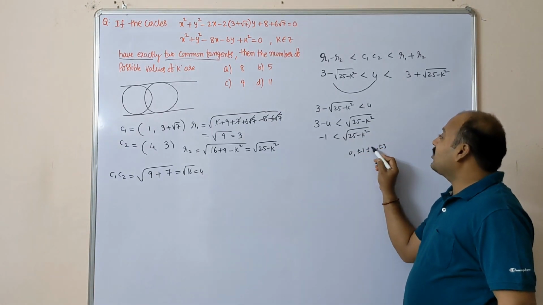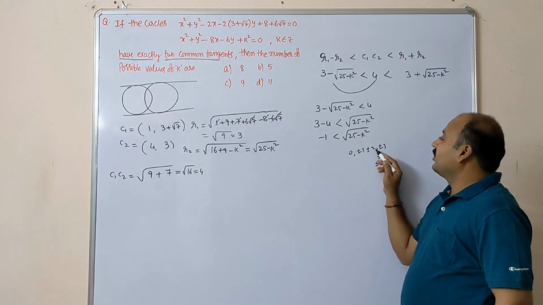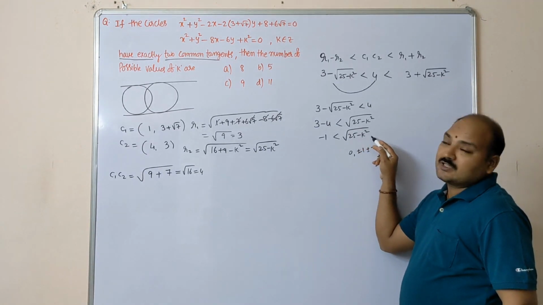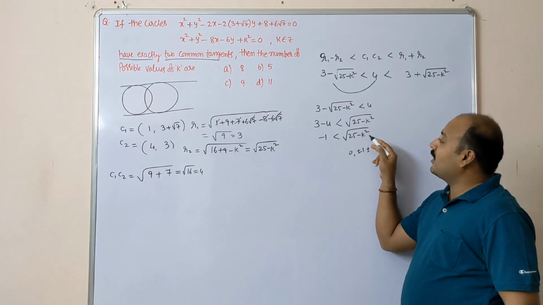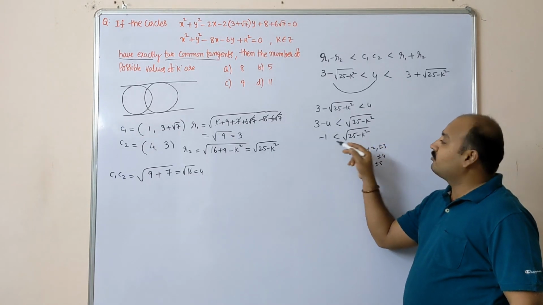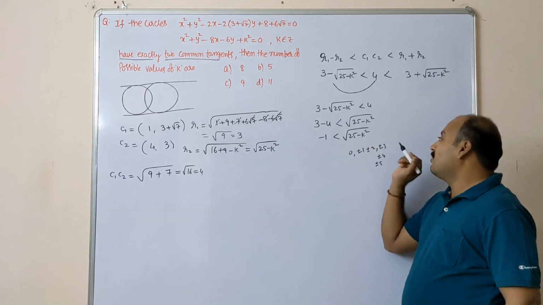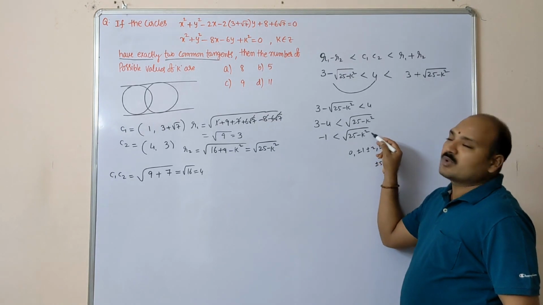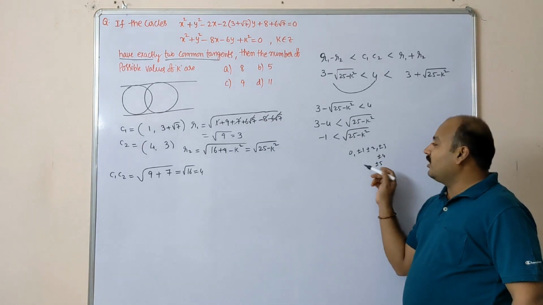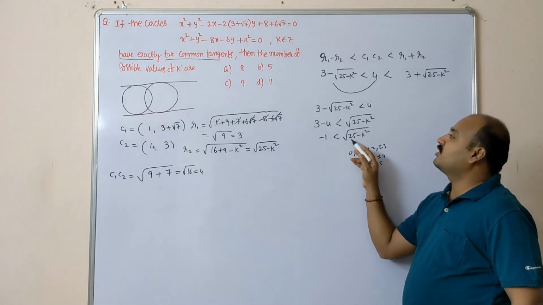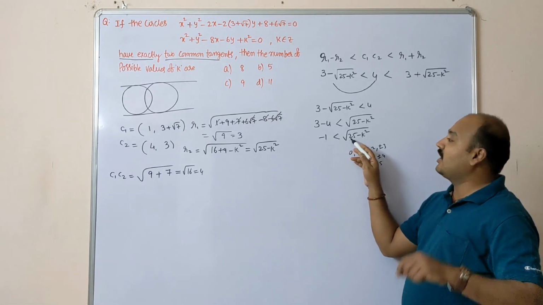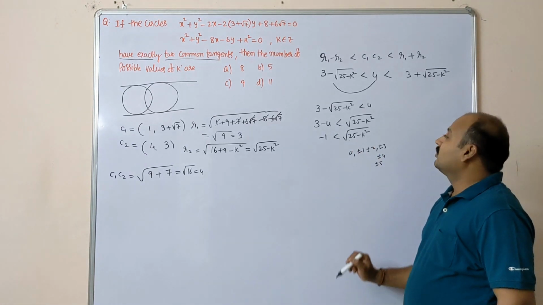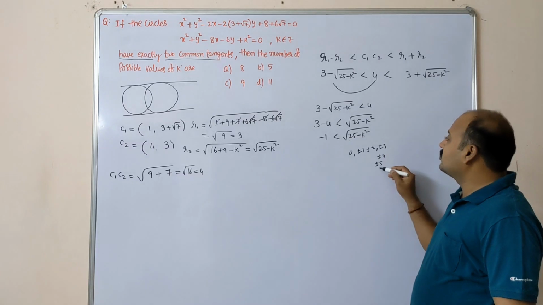And for ±2, if we take 2, 25 − 2² means 25 − 4, which is root 21. −1 < root 21. Even with (−2)² it is also okay. But here if we take 0 ± 5 in this one value, it is not possible. So the other values are possible.